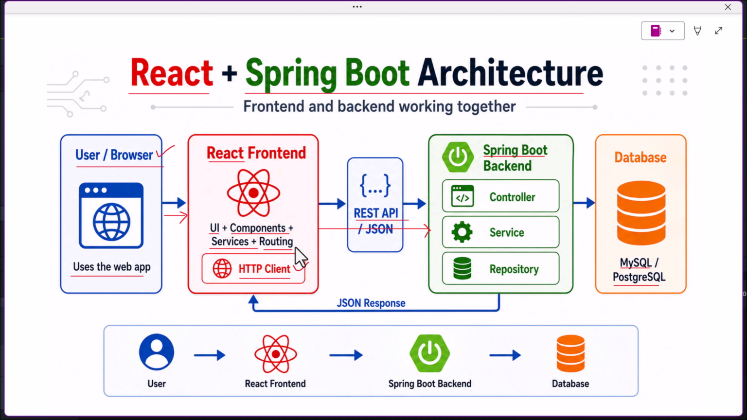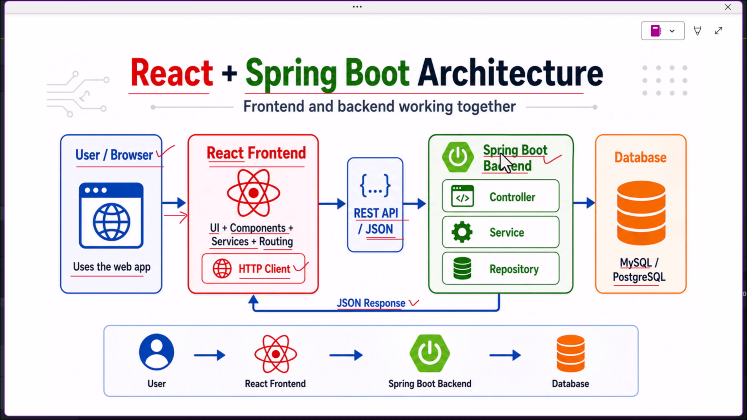The data between React and Spring Boot is usually exchanged in JSON format. JSON is lightweight, easy to read, and commonly used in web APIs. So the front end sends a REST API request with JSON data, and the backend sends back a JSON response. Now the request reaches the Spring Boot backend.